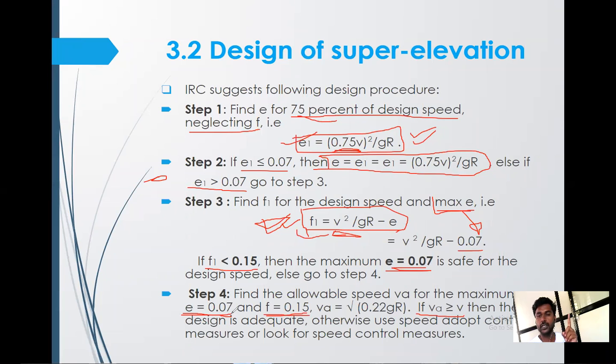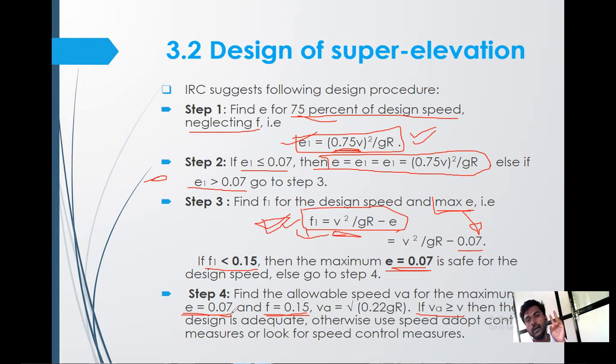First, we have to calculate E by keeping F as 0. If we get E less than 0.07, it is okay. But if it is greater than 0.07, we have to go for step number 2. In step 2, we will assume E as 0.07, that is maximum super elevation, and we will find out the value of F. If that F is less than 0.15, then also it is okay.